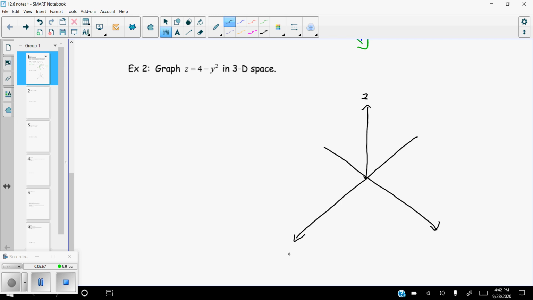There's z, x, y. Make that an actual y. There we go. All right, so according to this, the x is missing, so it's going to vary in the x direction. If we were just to quickly sketch something in two-dimensional space, this would be the z-axis, this would be the y-axis. That parabola looks like it opens down in the y direction, and it's got a z-intercept of 4, so it's going to look something like this.